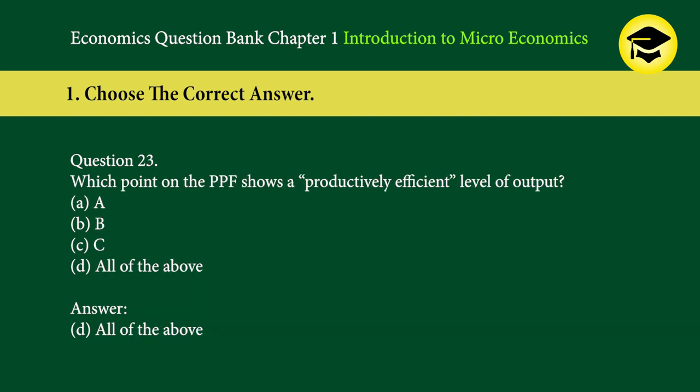Question 23. Which point on the PPF shows a productively efficient level of output? A. B, C, D, all of the above. Answer D. All of the above.